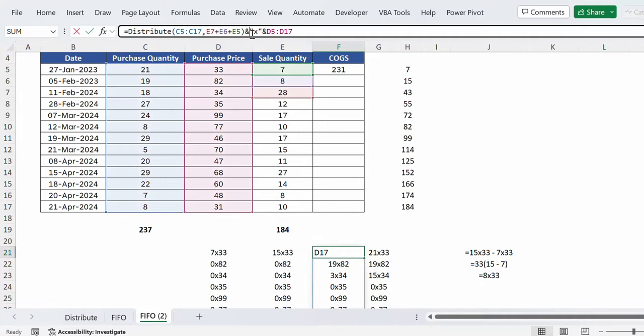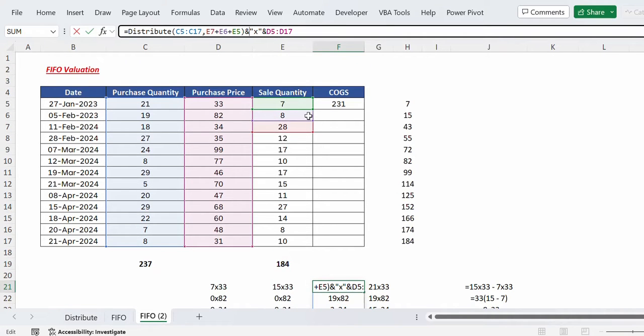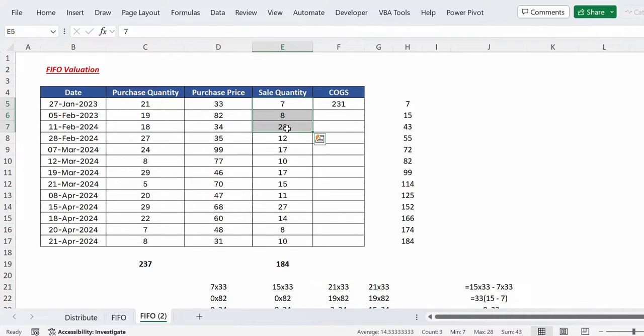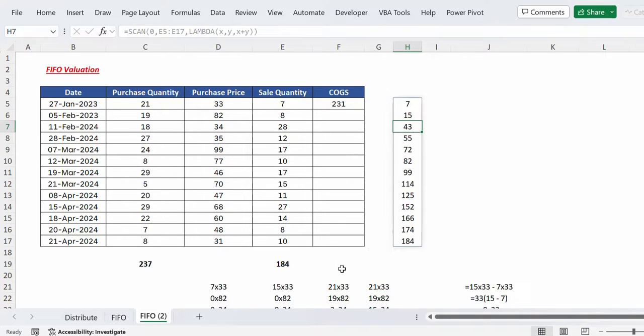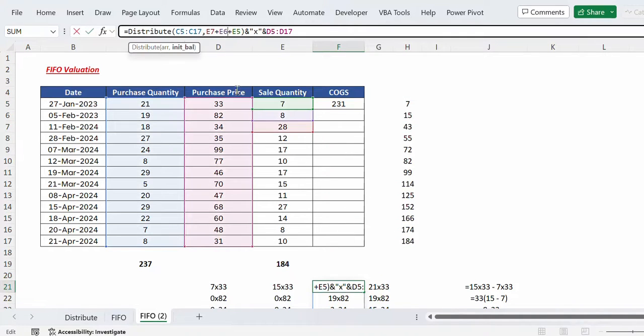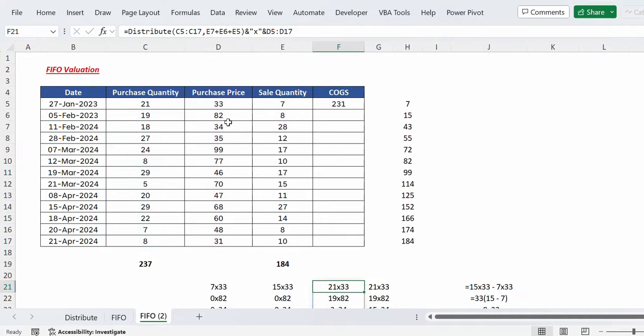Then again, at the third iteration, we have already added them together. So 7 plus 8 plus 28 becomes 43 here. And this is the same result that we have here. So we will distribute 43 among these purchase quantities, then multiply the result by purchase price, then we will just subtract the value that we arrived at in the previous step.